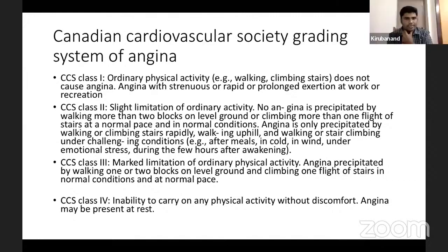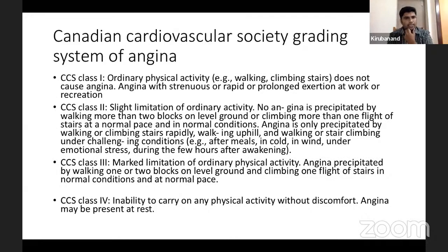So what is this Canadian scale? The Canadian scale consists of 4 classes. Class 1, the patient doesn't have angina on ordinary physical activity. Class 2, angina on ordinary physical activity. Class 3, angina on less than ordinary physical activity. Class 4, angina at rest, sir.